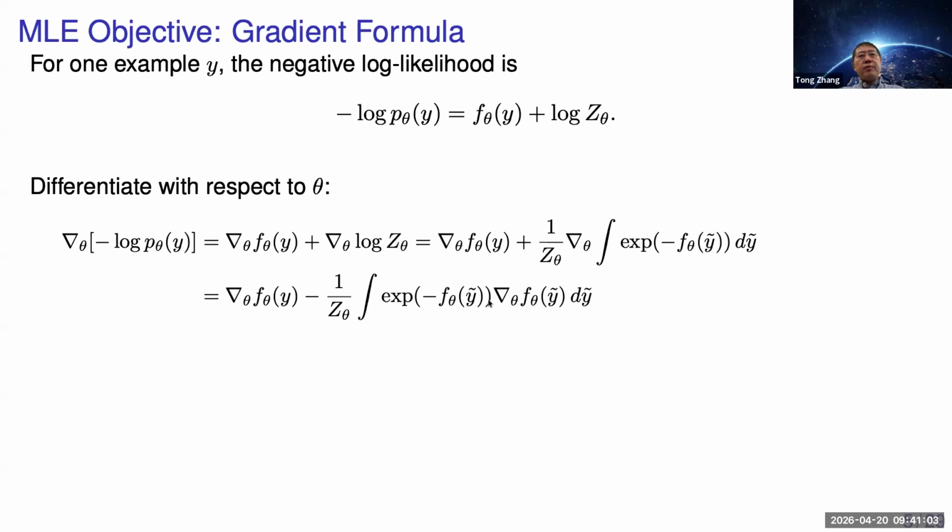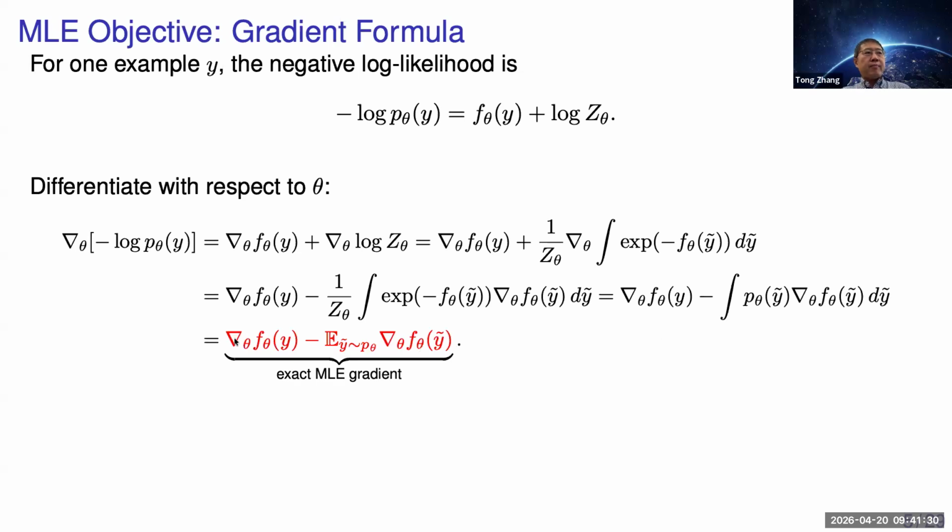If we look at this formula, this guy is the probability of the energy model. So exactly, this is the probability of an energy model. What does it mean? It means that this guy is a probability. This is coming from here, so this is the definition of the normalized probability model, integrated with your gradient. And we can write that in expectation form: this is the expectation over y tilde drawn from p theta. This is just the definition of this guy. And so basically, this is the exact energy-based gradient.